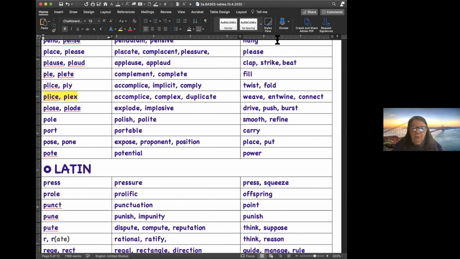Okay, good. All right. And it means weave, entwine, or connect. So I was wrong. It wasn't layers. There's another one that has more than twist or fold. So, but weave, entwine, or connect. So if COM means with or together, and the PLEX means weave or connect, it means to weave together different ideas. So if something's complex, they're different things that are woven or connected together.